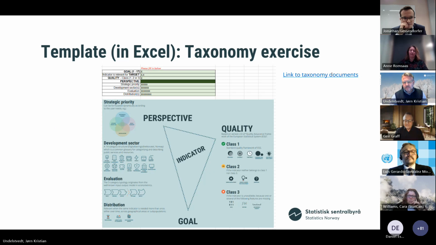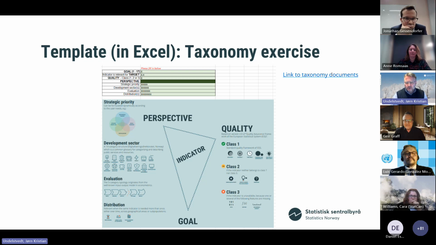Then I look at the template for the taxonomy exercise. In meetings with the ministries and agencies involved, Statistics Norway informed about the need to use the taxonomy as part of the documentation of the project, and explained how the classification exercise could be carried out using the poster, as shown here, and a simple form in Excel. Everyone involved in the project was also given a link to the published taxonomy documents.